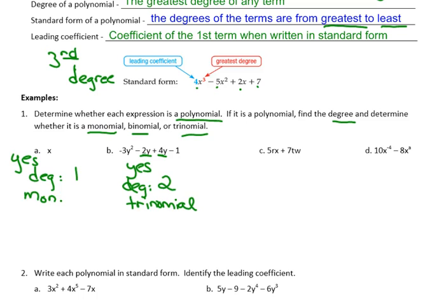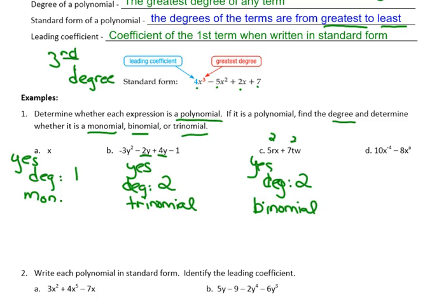They're like terms. For letter C, I need to know, is it a polynomial? Yes, because this and this are both monomials. They're being added together. My highest degree, this is a degree 2 because it's 1 plus 1. This is a degree 2, so the highest would just be 2. This would be a binomial because I have 2 things being put together.